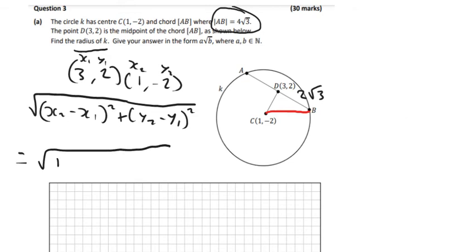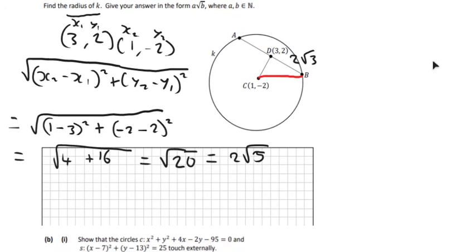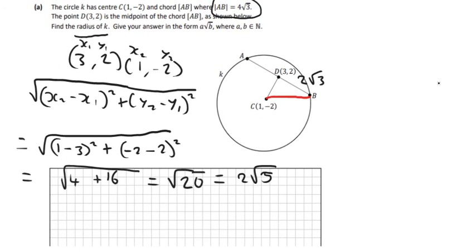So we have 1 take away 3 squared plus minus 2 take away 2 squared equals. 1 minus 3 is minus 2 and squared that is 4, and minus 2 take away 2 is minus 4, squared we get 16 there. So plus 16, so 4 plus 16 is root 20. And you can break that down. If you use a calculator, you should get 2 root 5, I think. So that's the distance from D to C.